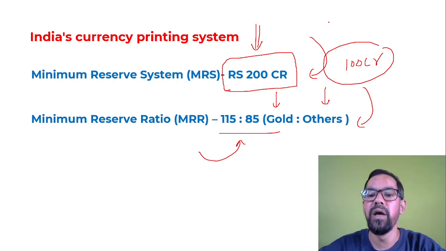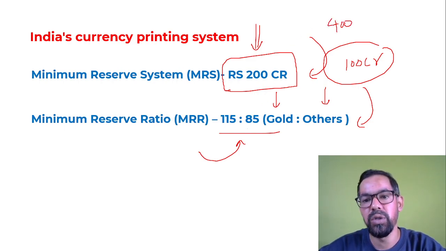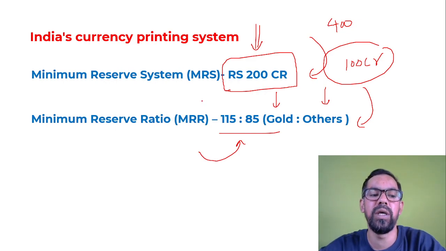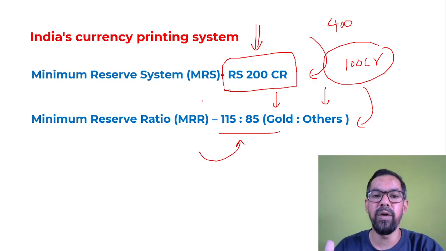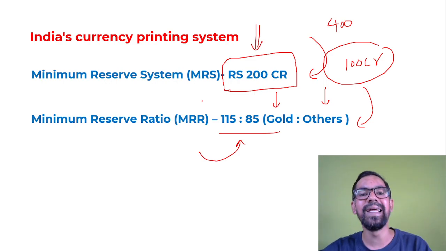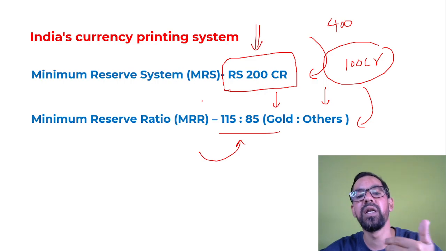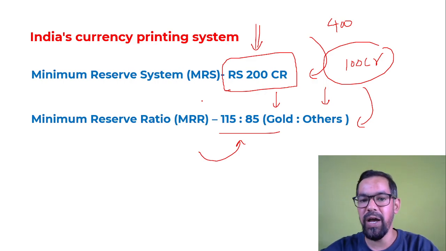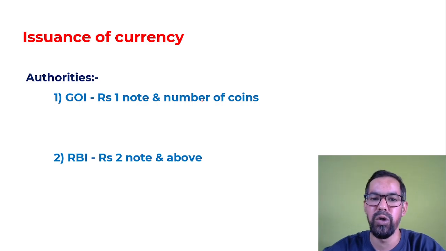If they print, let's say, 400 crore rupees, this ratio will become double. That totally depends on demand and supply: what supply we have in the market and what the actual demand for money is in our economy. Accordingly they take their decisions, and whenever they print new currency, they generally use this ratio for reserve management. I hope you get what the minimum reserve system is. This is a very important one, so please try to remember it.